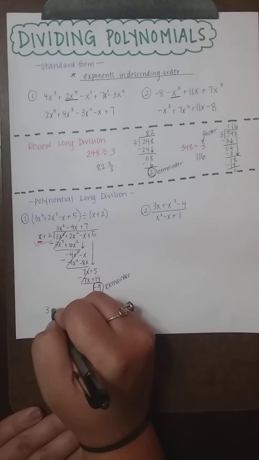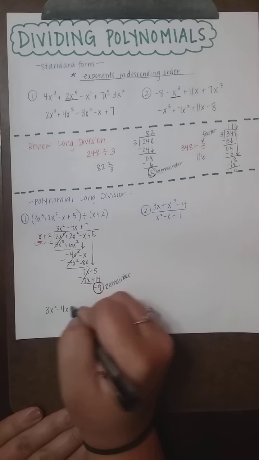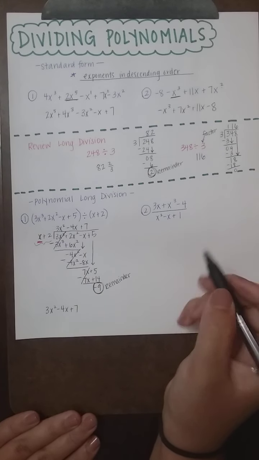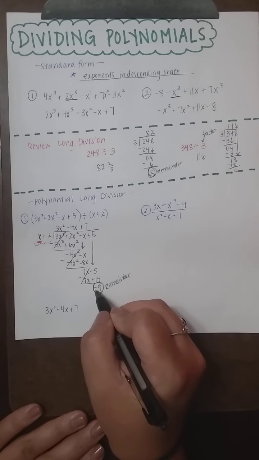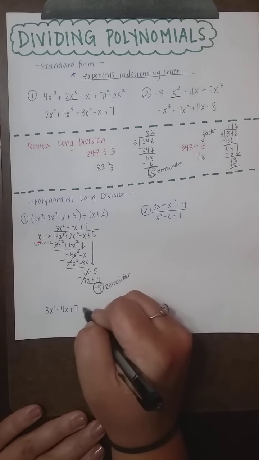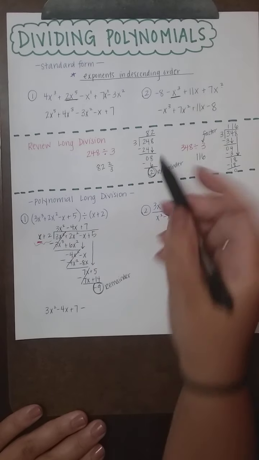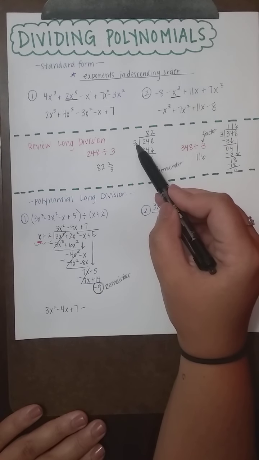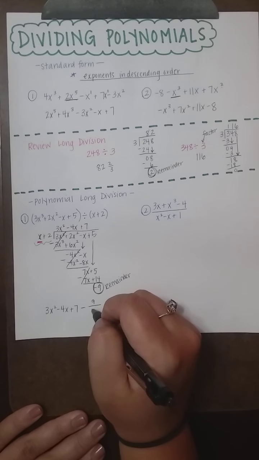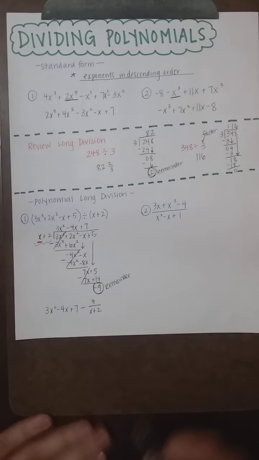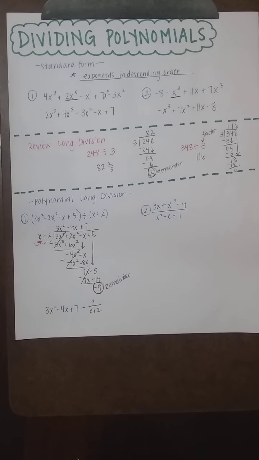So I have 3x squared minus 4x plus 7, right? And then I'm going to add in my remainder, right? So now this one, because it's a negative, I'm going to put minus because it's not a positive. And just like we did here, I put the 2 over what I divided by. I'm going to put 9 over what I divided by. And that's my answer to that first problem.